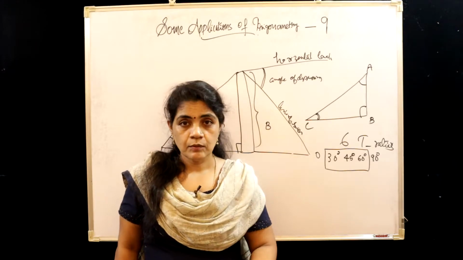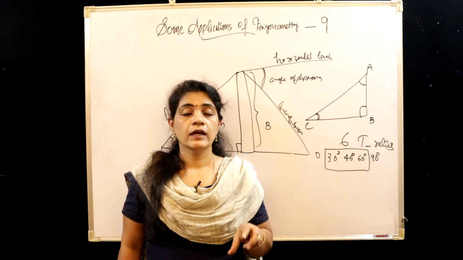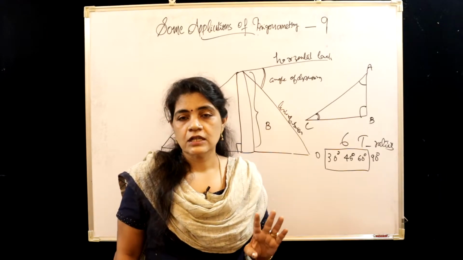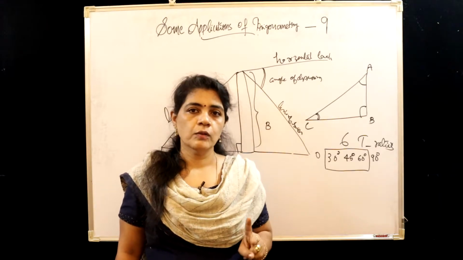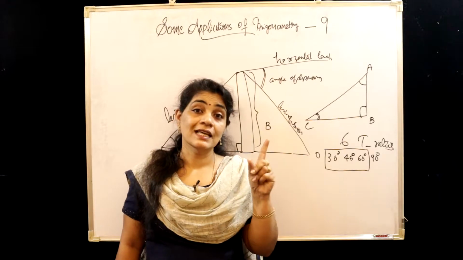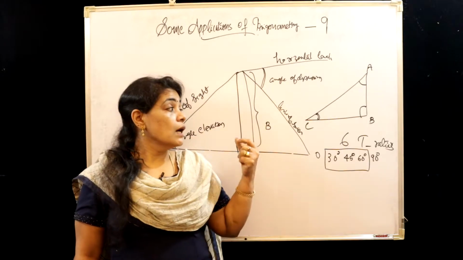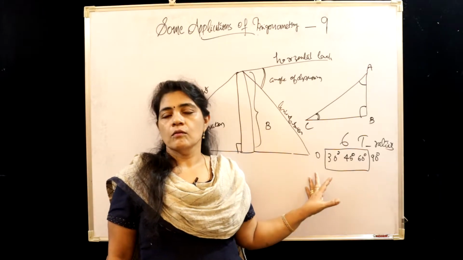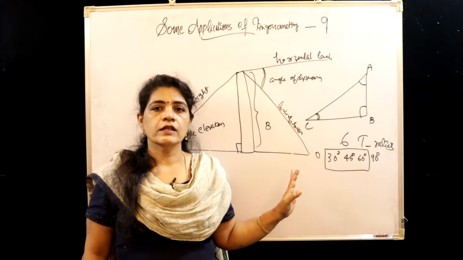The next board exam, that is for term 2, is a descriptive type, and you will have 4 sections: section A, section B. Section A carries 1 mark, section B 2 marks, section C 3 marks, and section D 5 mark questions. In some cases we may get one single question for 5 marks or a 3 plus 2 combination. Anyhow, 5 marks is the total weightage from this lesson.